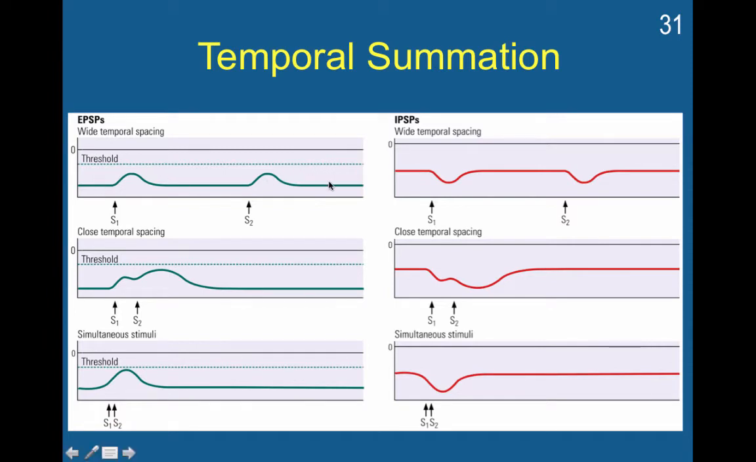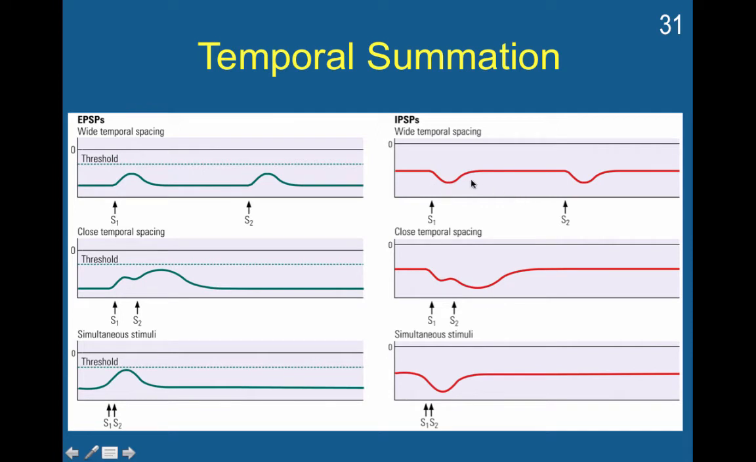So if you have wide temporal spacing, then you don't have any of the summation that would be required to reach threshold. If, however, they are close in time, then you have a much higher chance of reaching threshold. So if you have stimulus 1, stimulus 2, then they build on each other, and after stimulus 1, stimulus 2 will be higher. Similarly, if they occur at nearly identical times, then they can sum to result in a larger graded potential that brings the neuron even closer to threshold for firing.